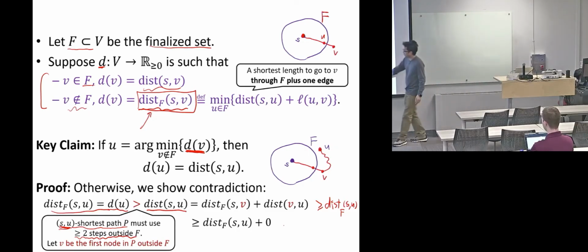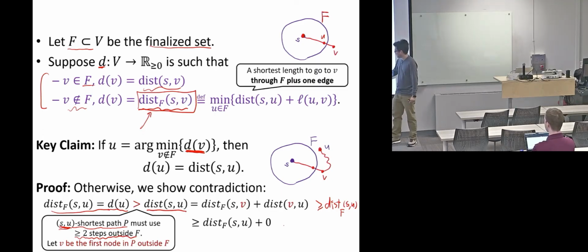Basically, I claim that this one is greater than this, and this one is greater than this one. Why is this F SV at least this F SU? Because of how we defined it, with U as the argument. Exactly. U is the one that has the minimum F. That's our choice. So U minimizes this F, so it must be at most this F of V.